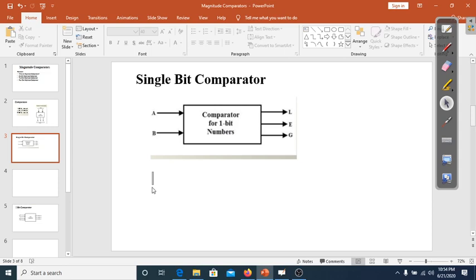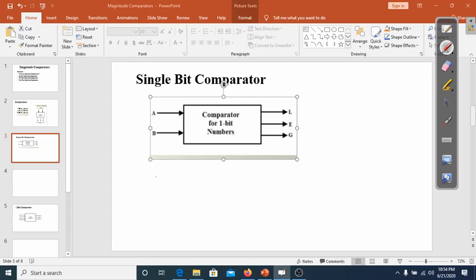Now let us draw its truth table. We know that we can describe our statement by a truth table. So we have inputs A and B, which are 1-bit numbers. The combinations are: A is 0, B is 0; A is 0, B is 1; A is 1, B is 0; and A is 1, B is 1. From this table we can see the cases when A is greater than B.